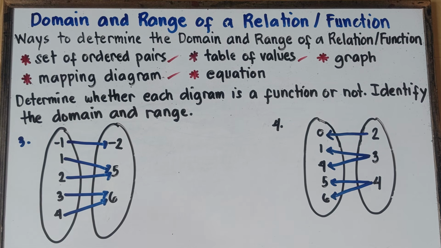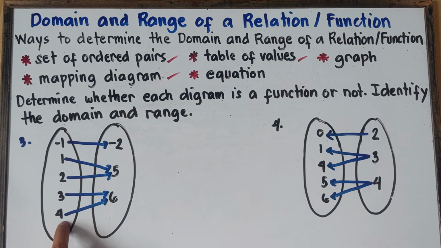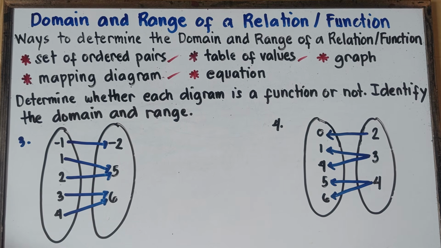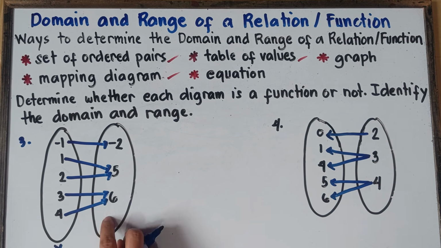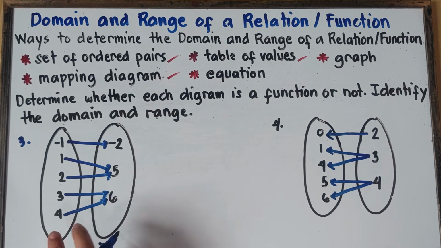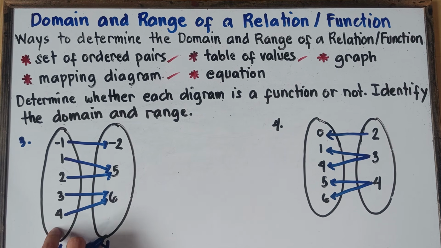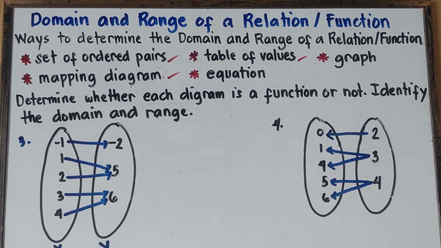Alright, so once again, check the arrows. The arrow begins here, so this will be the domain, and this will be x. And then the arrow ends here, so this will be y. This will be the range. This is the input, this will be the output. Now question, class, is this a function or not a function?